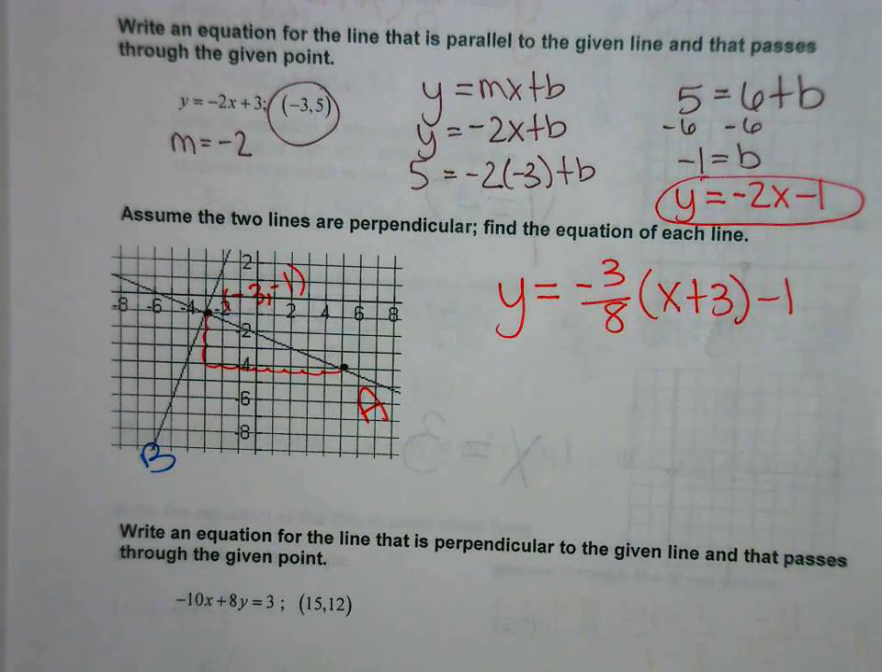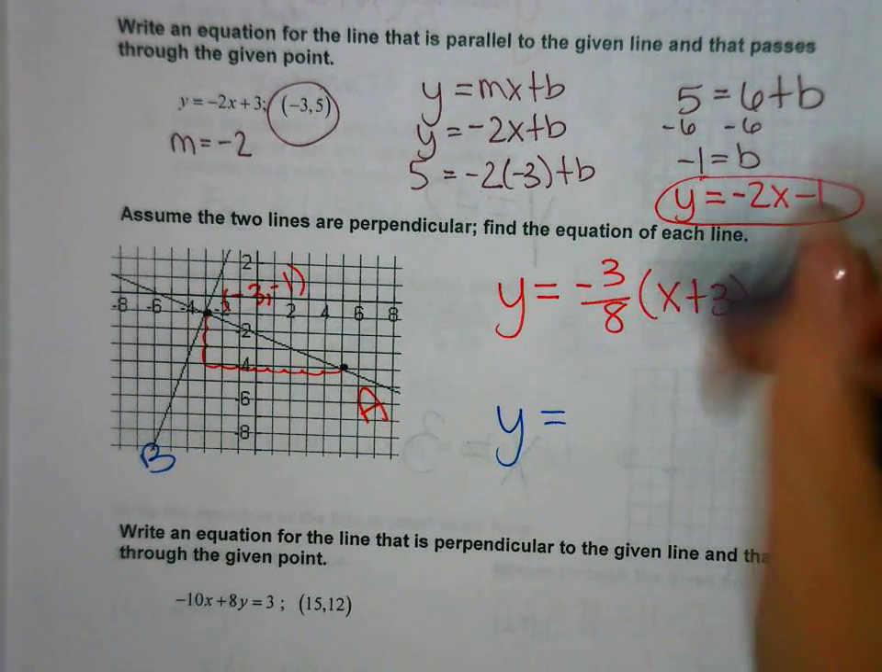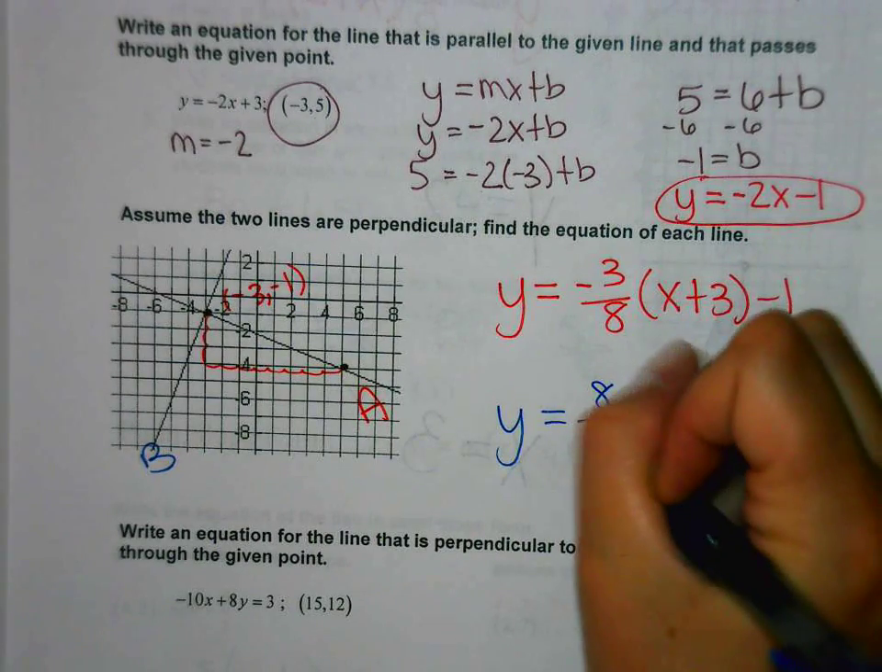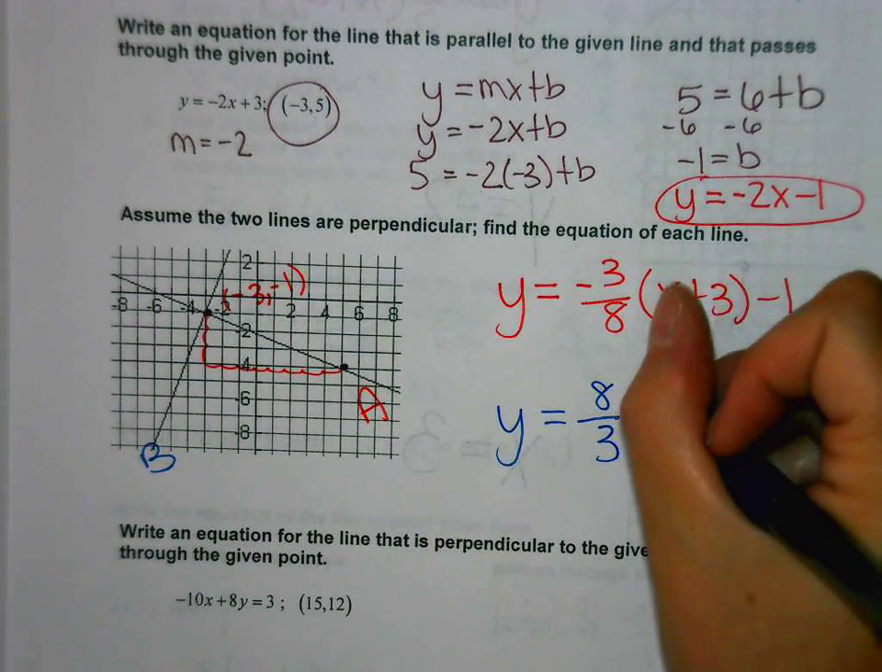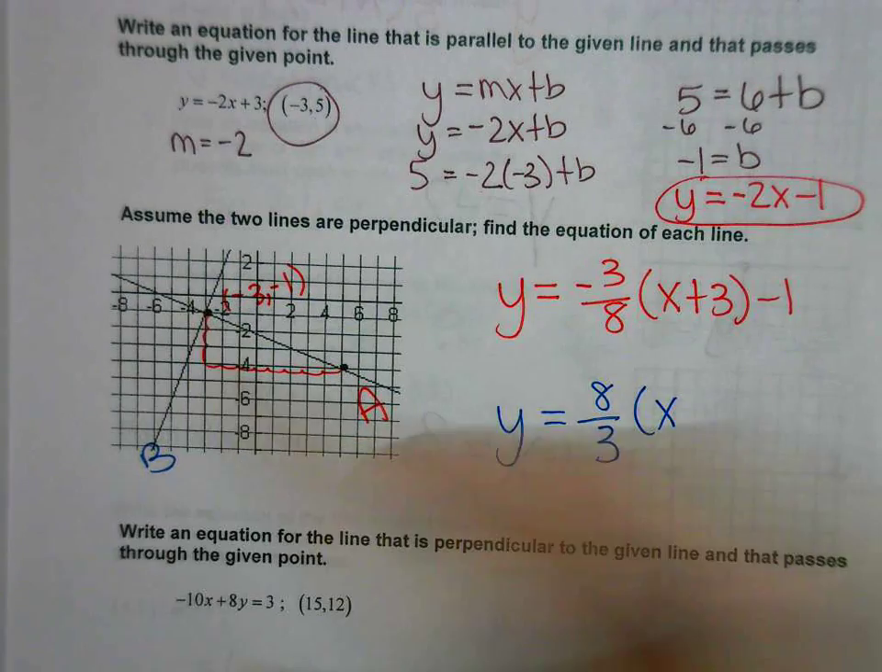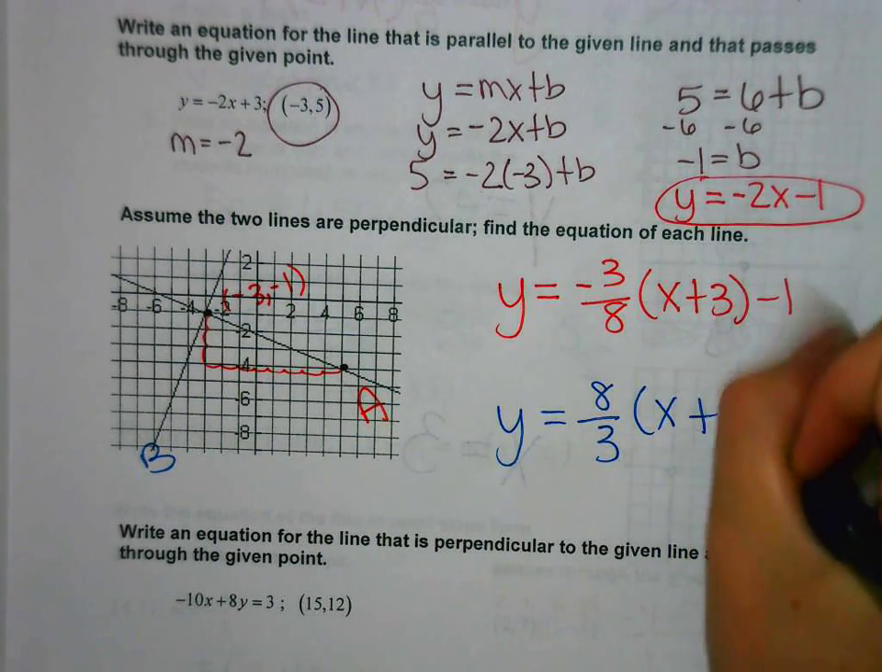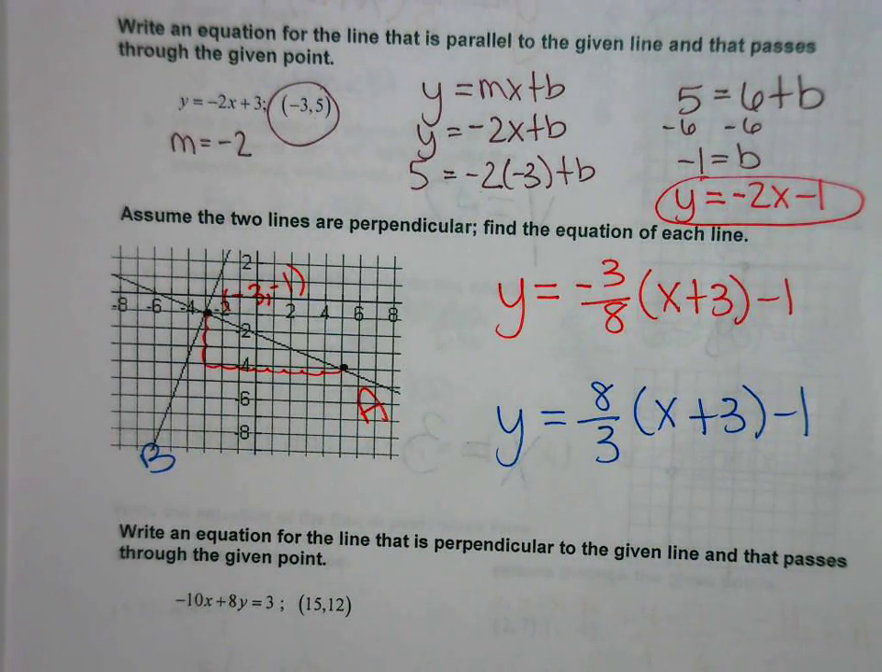And line B. Since they're perpendicular, we know they have to be the opposite reciprocal. So it's going to be positive 8/3 x, and it's going through that same point. So x plus 3 minus 1.